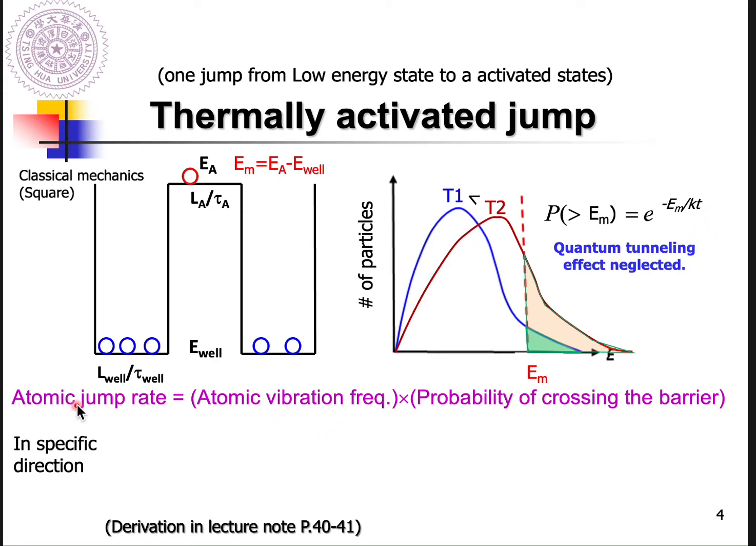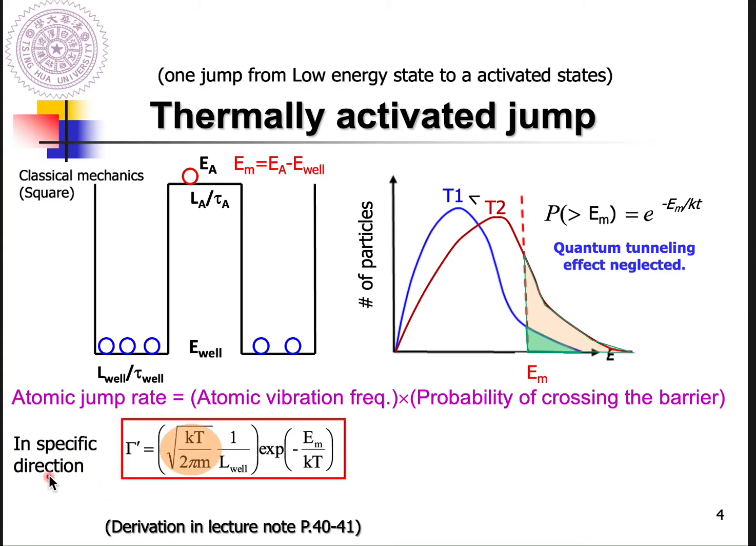So in order to get the atomic jump rate, you already know this term, right? It is this. So what's the atomic vibration frequency? Based on classical mechanics, if we assume the atomic jump is along one specific direction, along this direction to the right-hand side, then gamma prime, the atomic jump rate in a specific direction, equals the atomic vibration frequency times the probability term here.